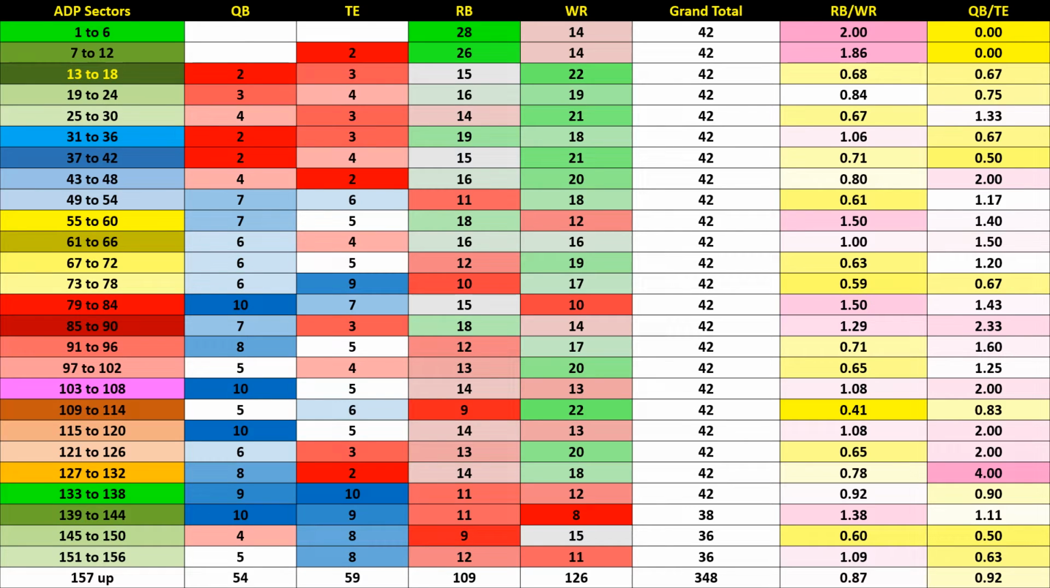Running backs are completely different than the quarterbacks and the tight ends. You can take a look, and in the last 7 years, 28 running backs have been grabbed in the first 6 picks on average. So that is a high amount, and we have seen that trend of everybody jumping on running backs early, and wide receivers tend to be 14 and 14 in the first 12 picks, and running backs tend to be 54. So we're talking almost half the wide receivers are being picked versus the running backs.